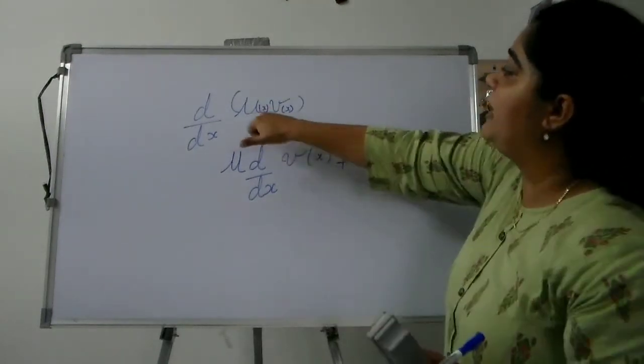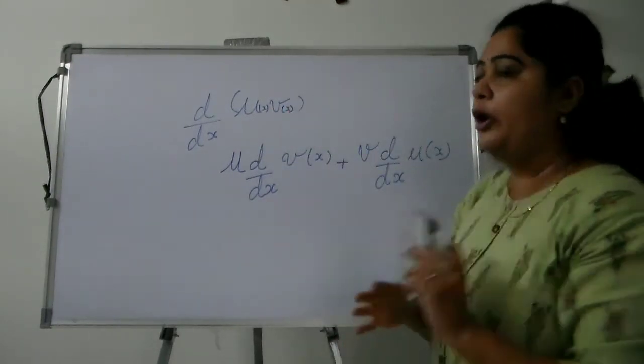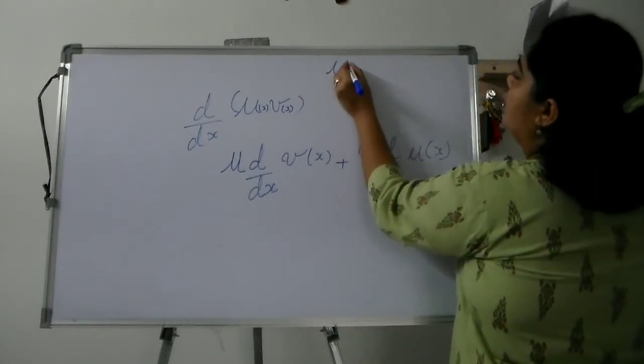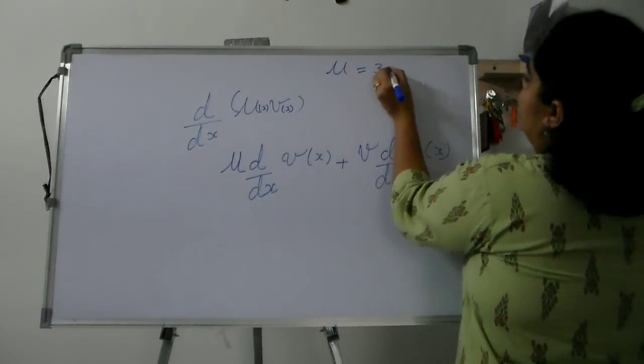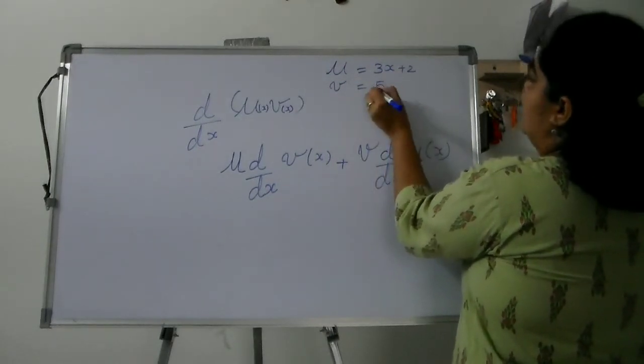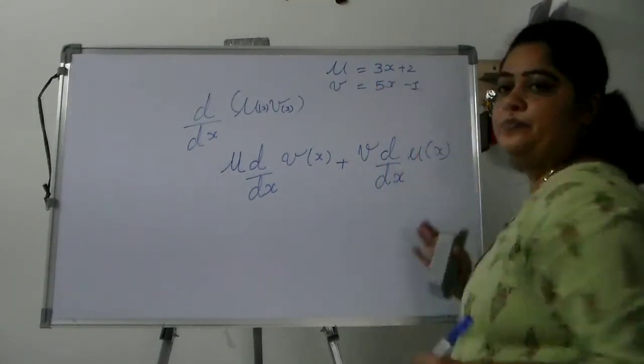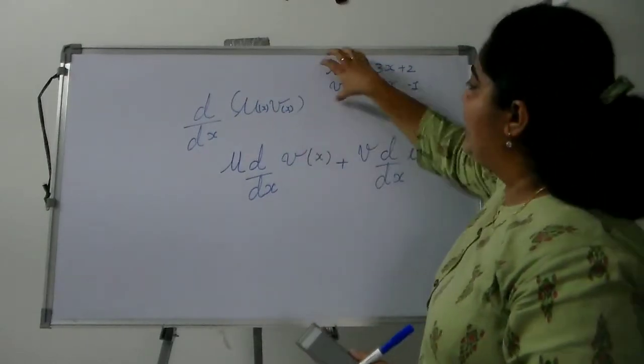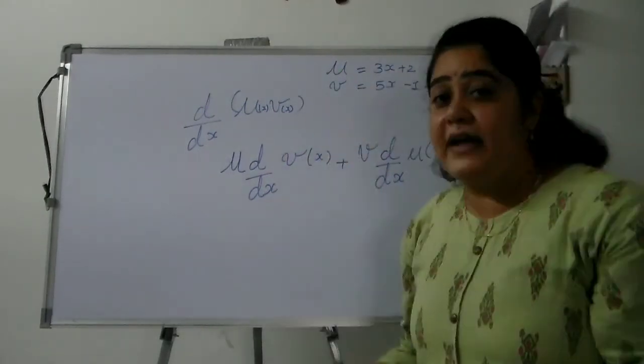Now when I say v and u are a function of x, what do I mean? I mean that u can be written as, say, 3x plus 2 and v can be written as 5x minus 1. Okay, so whatever is the value of u can be written in terms of x.